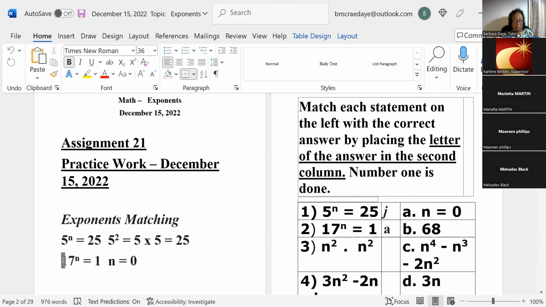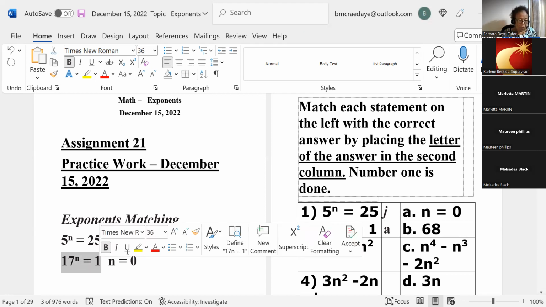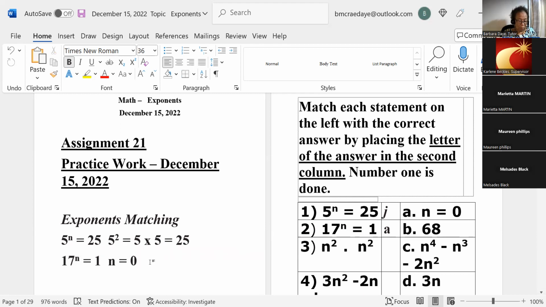So let me just copy this. Put it here. And for the n, we'll put the 0. Okay, so for the n, we put the 0.